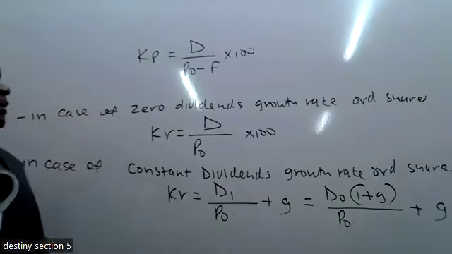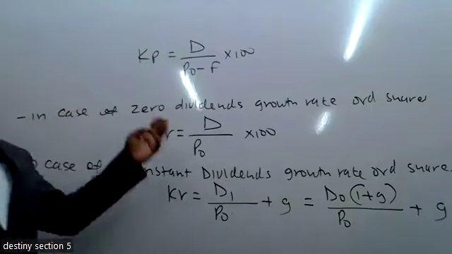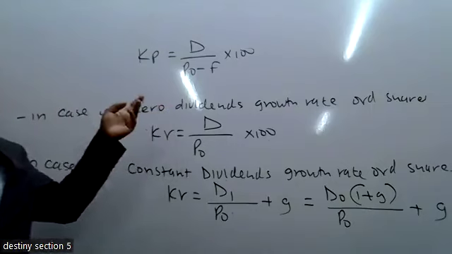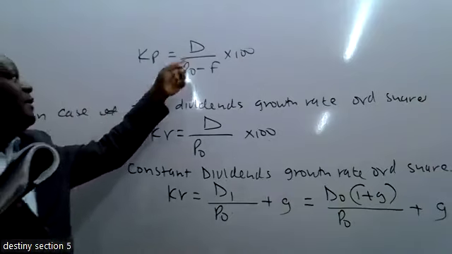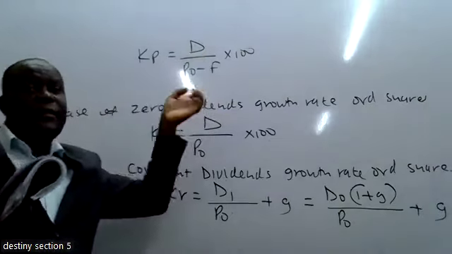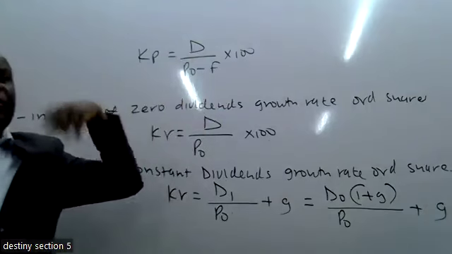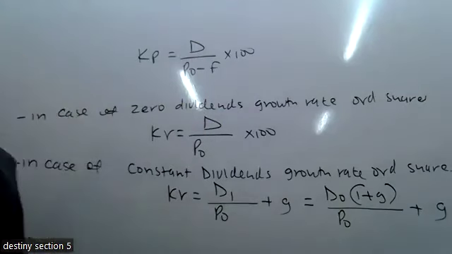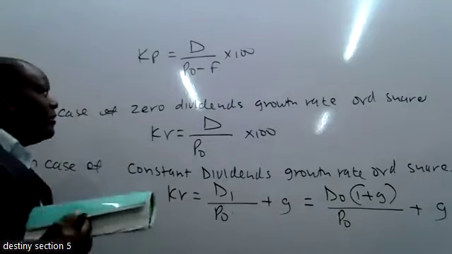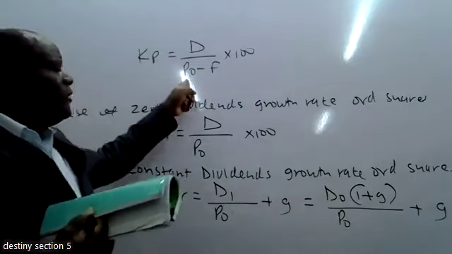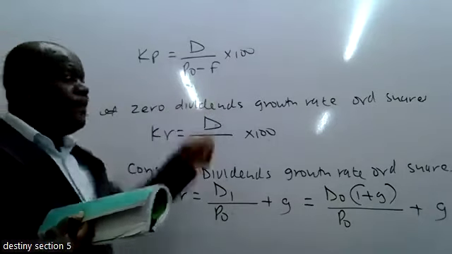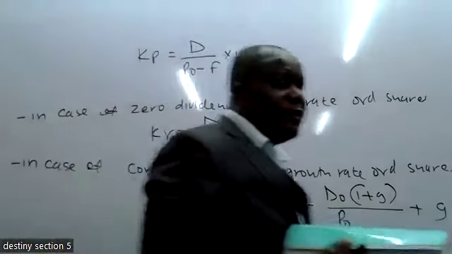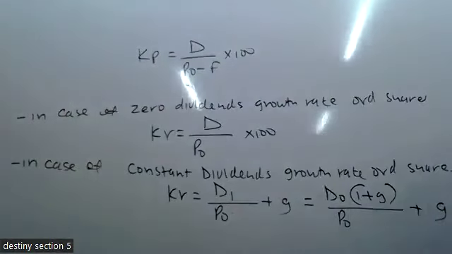It may appear like the one for the ordinary share with the zero dividend, but KP is the cost of the preference share. D is the dividend on the preference share. The other one was the dividend on the ordinary shares, but this one is now the dividend on the preference share. This one is the current price of the preference share. We still incur some flotation cost. So that is all about the cost of the preference share.